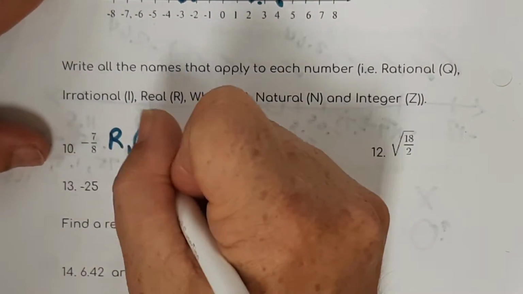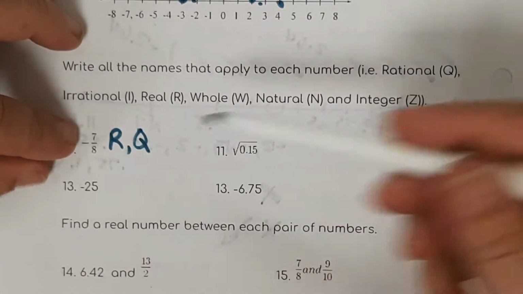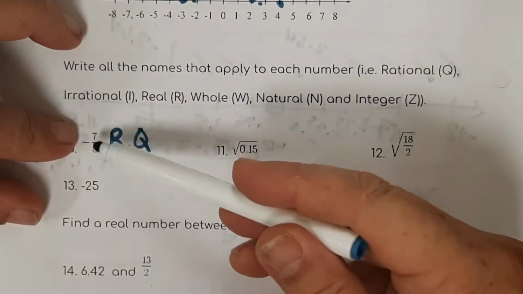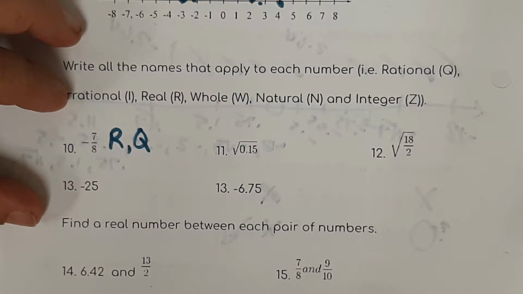Okay, it's also a rational number. But then you can't go any smaller than that because the next thing is the integer, and this is definitely not an integer because it's a fraction.